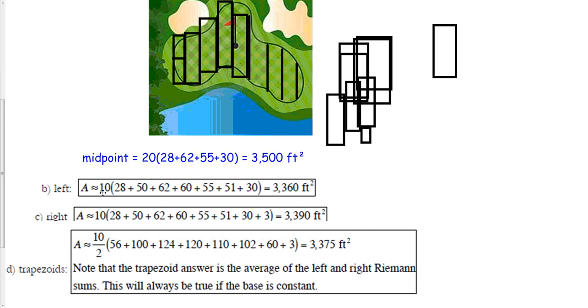Since the left-hand estimate and right-hand estimate use the same 10-foot wide intervals and all the same values, except the left hand uses 0 on the left, the first reading, and the right hand uses 3 on the right, the last reading. If I average these two, we get the trapezoid method, and the trapezoids are halfway between the left and right rectangle. So this reading of 3,375 square feet is close to halfway between the left and the right estimate.